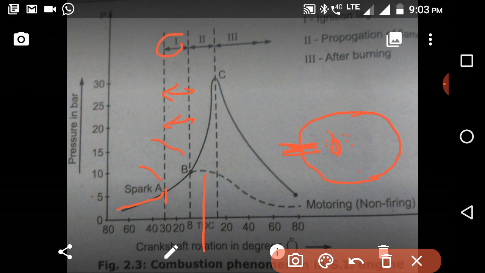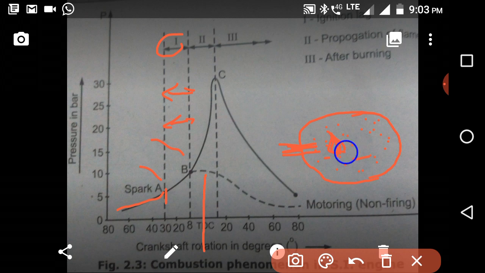Now what is the second? Now we know that this air fuel mixture is all over the combustion chamber, but the formation of the flame occurs at one end where the spark plug is located. So we can find out that this nucleus is formed near the spark plug. Now as the nucleus is forming and creating heat, it will heat the adjacent mixture, and this flame will be propagated.